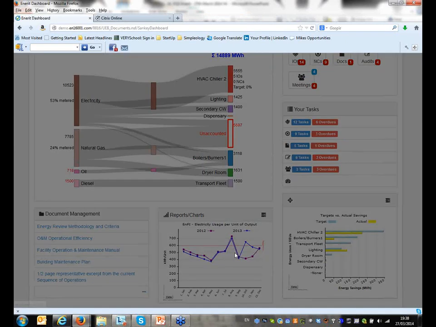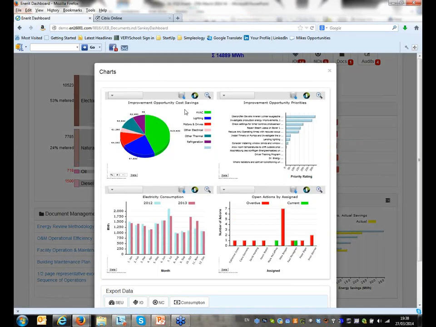Just showing you some more charts. Within the system, you can have things like improvement opportunities by cost savings. You also have improvement opportunities by priority, and this is one of the areas of 50001, where you're prioritizing your actions based on different criteria, whether it's the cost savings, the payback, or the impacts on maintenance, things like that. So this is built by those different criteria. And again, you have more performance charts here, and also action charts for managing the actions and who has overdue actions.